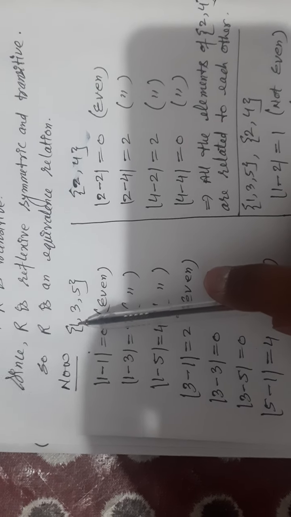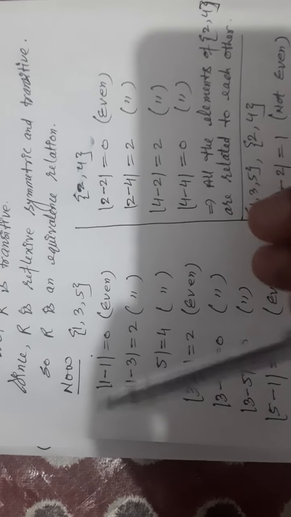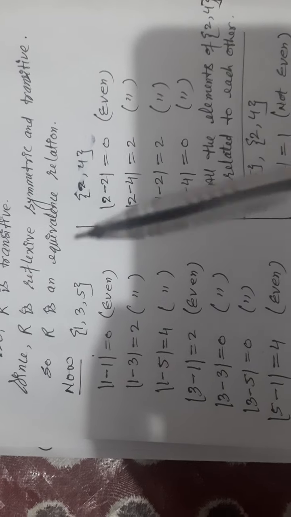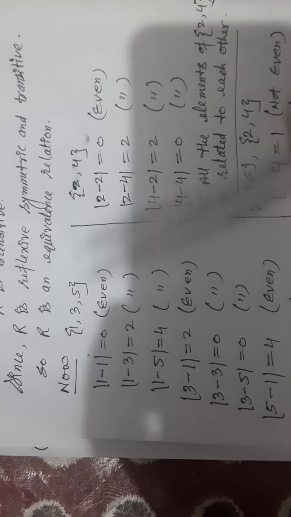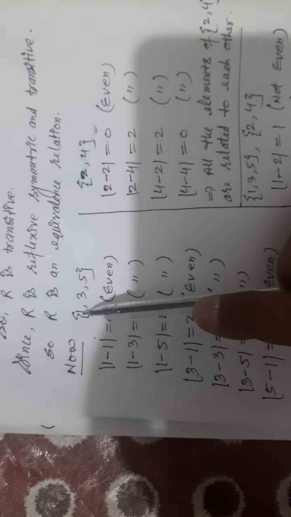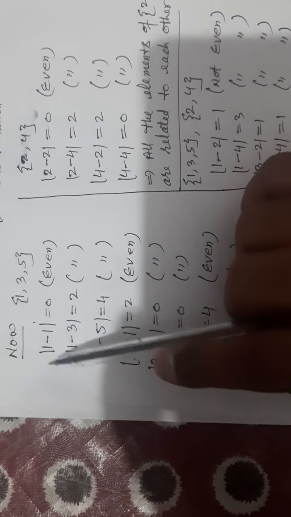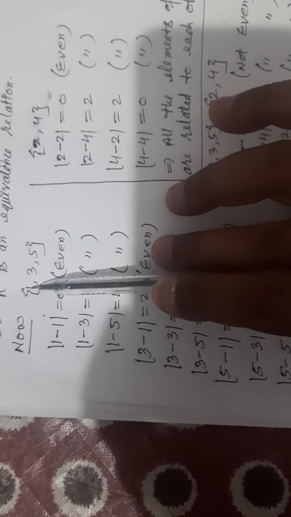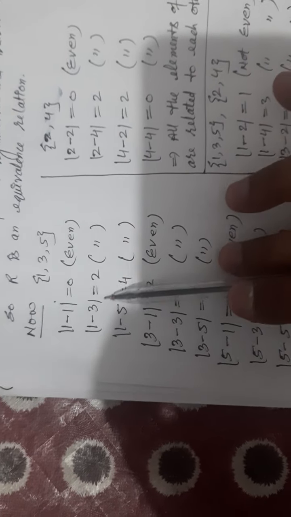1 and 1 will be related to each other if it satisfies the given condition of the relation. And what is the condition? The condition is that a minus b with modulus should be even. So we will check one by one. 1 minus 1 is 0, and 0 is even. So the condition is valid for this, so 1 is related to 1. Now we will take 1 and 3. 1 minus 3 with modulus is 2, which is also even. So 1 is also related to 3.